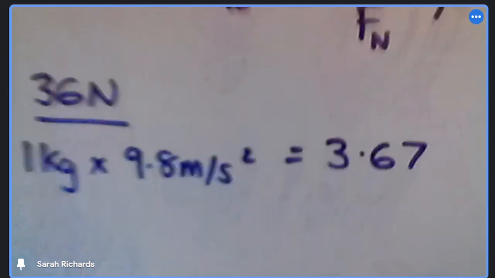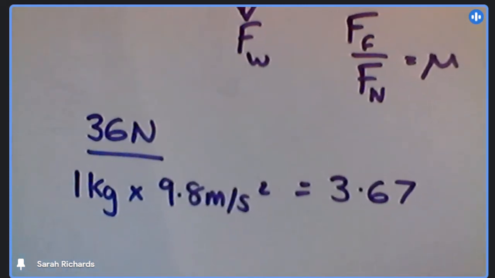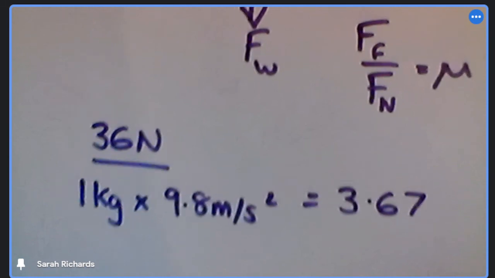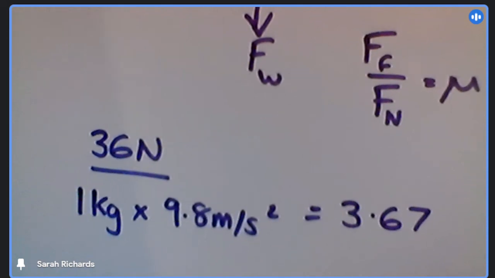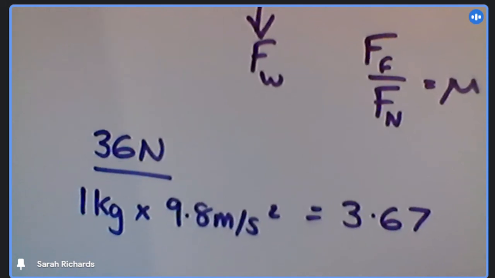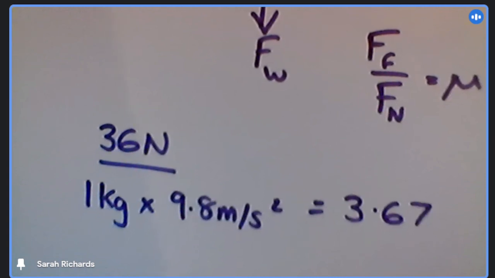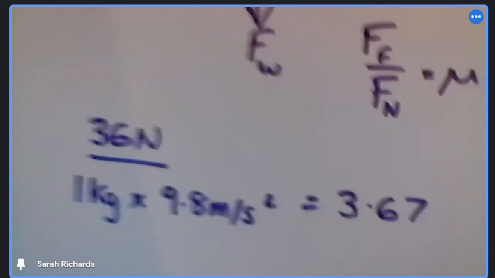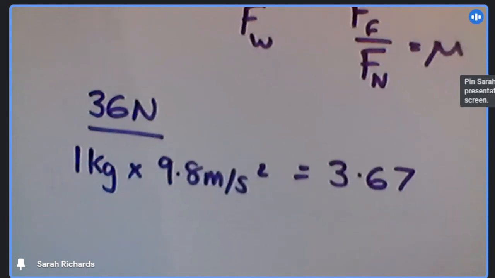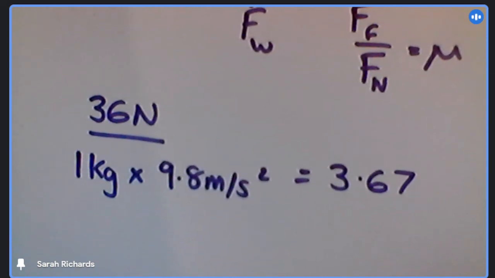The weight of my hockey puck is 1 kilogram, and acceleration due to gravity is 9.8 meters per second squared. Because this is the normal force, it's upwards, so that's a positive value rather than a negative value because we're not going downwards. And that gives me a 3.67, which is my ratio, and that's my coefficient of friction.